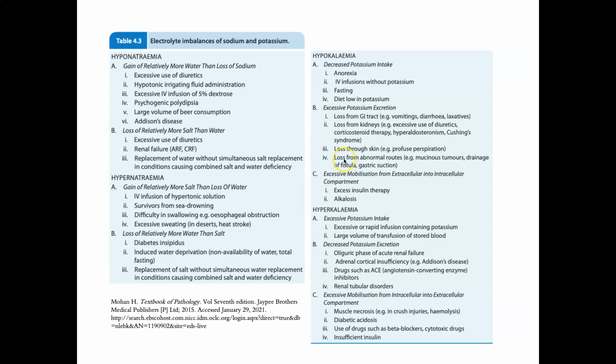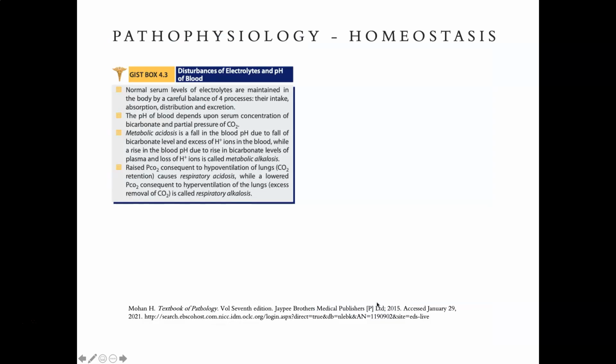I want to point one thing out. Under hyperkalemia, that's too high of potassium. Down here, use of drugs such as beta blockers can cause hyperkalemia. So you have to be really careful with that. Make sure that they don't end up with too much potassium. And that too much potassium has to do with how things are passing through. And then this talks here a little bit about acidosis and how when electrolytes are disturbed and the pH of blood is involved.